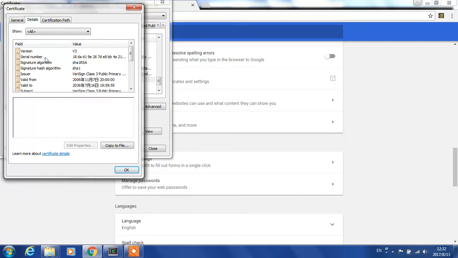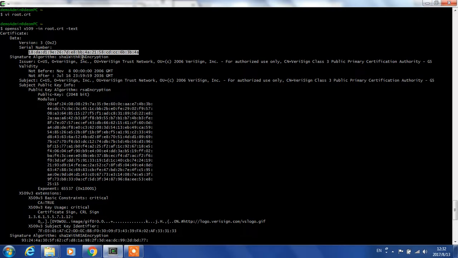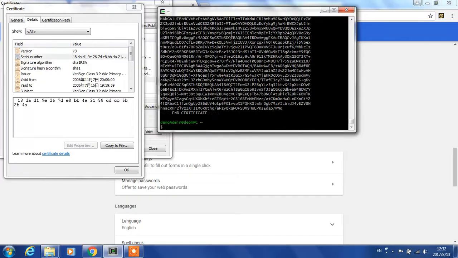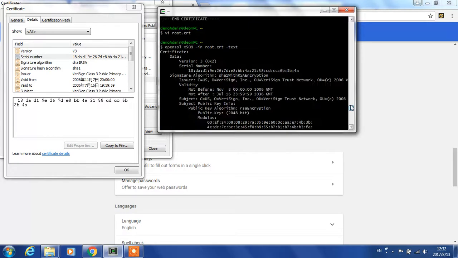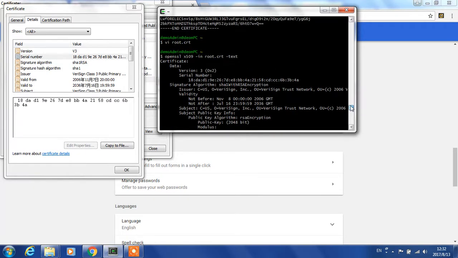If we look at the details, there is a serial number. That's an identity generated from VeriSign's certificate hash. And if we compare, they're exactly the same. That's how we know this came from VeriSign. And that's what we mean. Everybody trusts VeriSign because this one is preloaded.